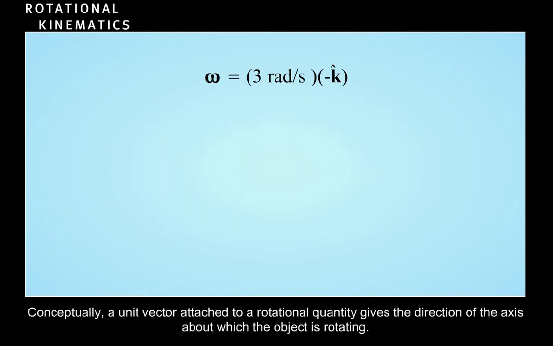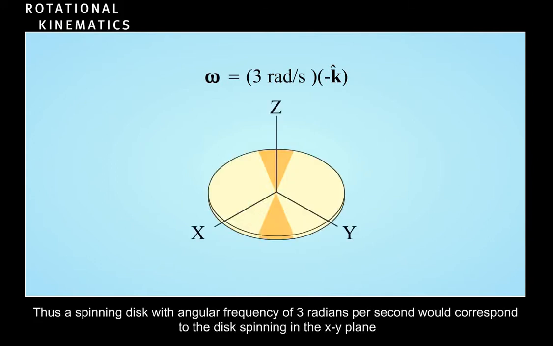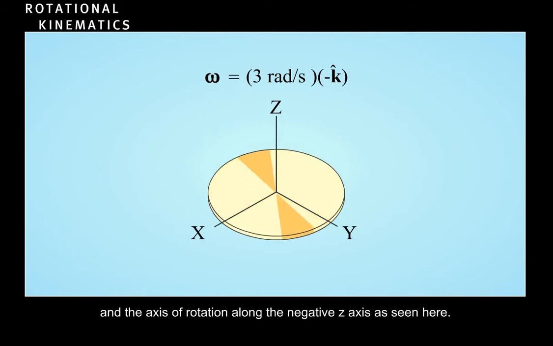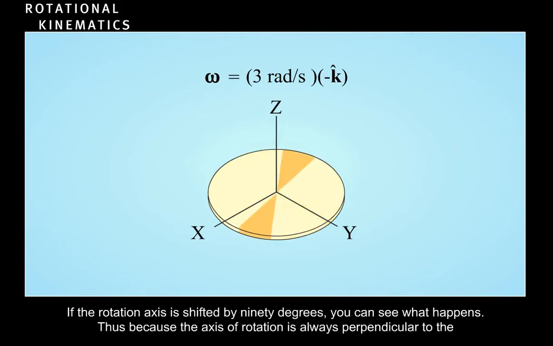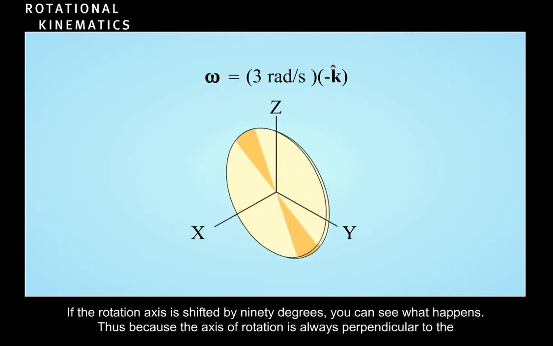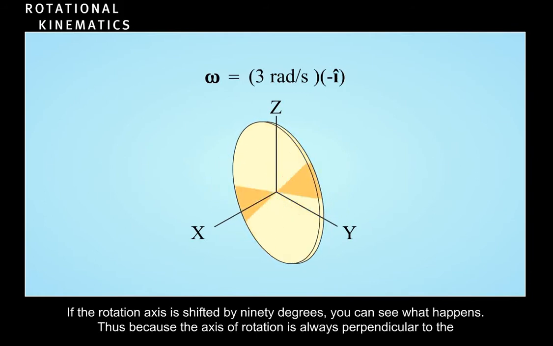Conceptually, a unit vector attached to a rotational quantity gives the direction of the axis about which the object is rotating. Thus, a spinning disk with angular frequency of 3 radians per second times negative unit vector k would correspond to the disk spinning in the xy plane and the axis of rotation along the negative z-axis as seen here. If the rotation axis is shifted by 90 degrees, you can see what happens.